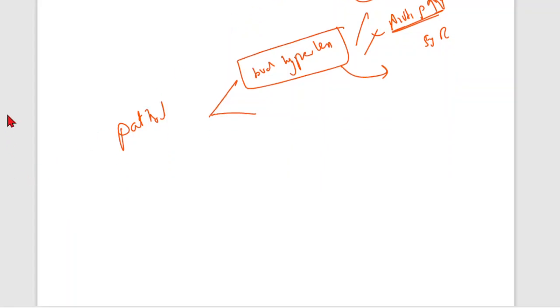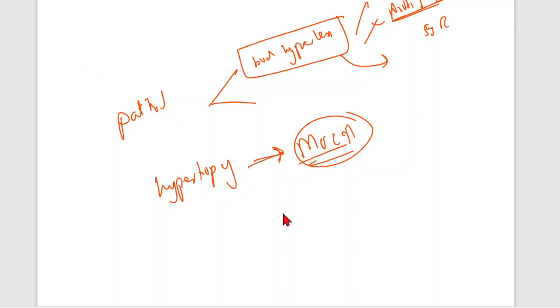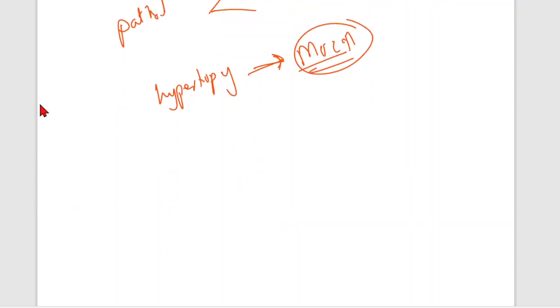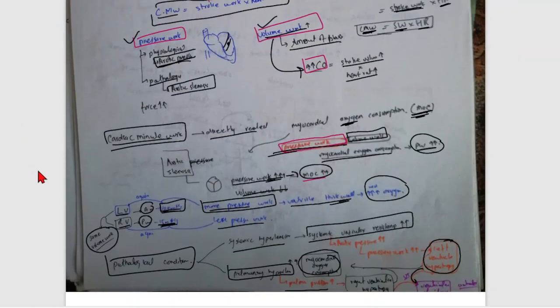So if hypertrophy occurs, their myocardial oxygen consumption becomes more and more. So you just have to remember this: when there is hypertrophy, myocardial oxygen consumption is more. Sometimes it may be physiological, for example in athletes, where the hypertrophy is actually physiological. We will explain it, and we will explain cardiac output, etc.